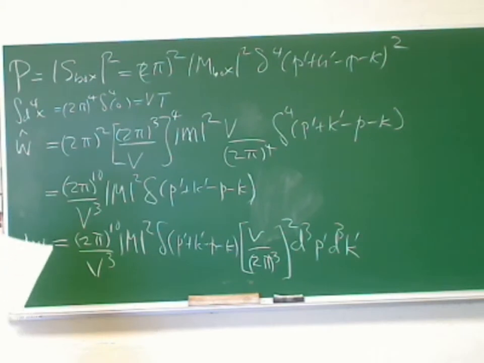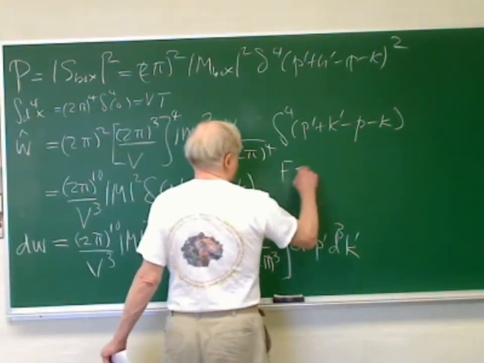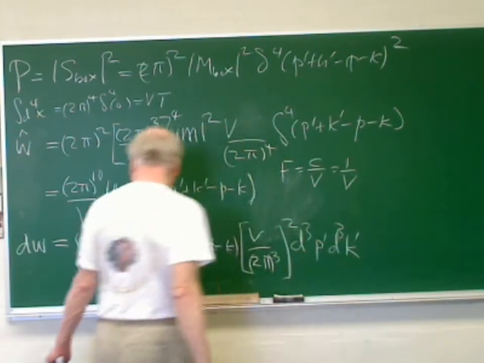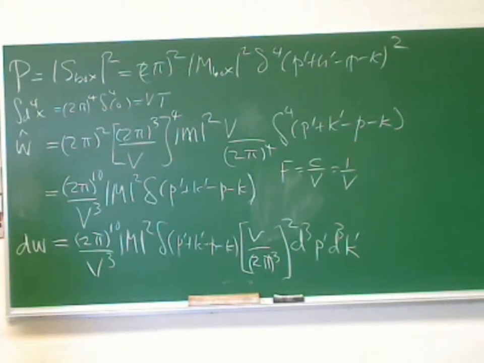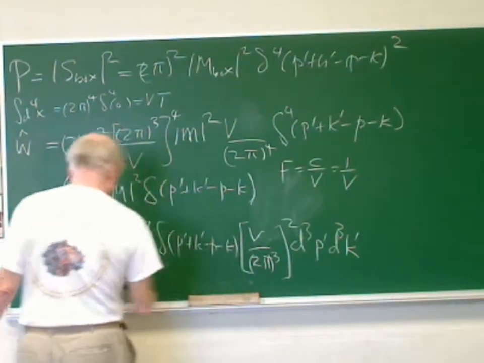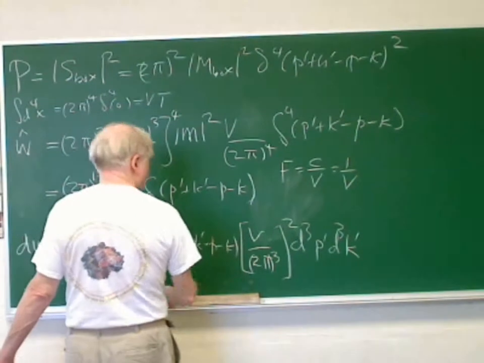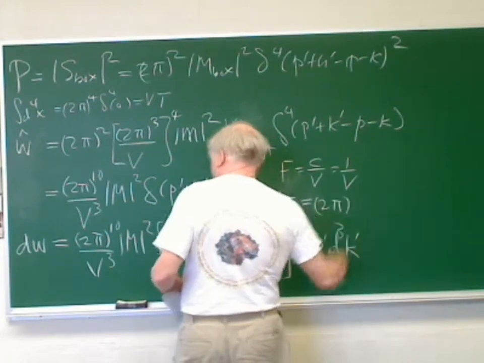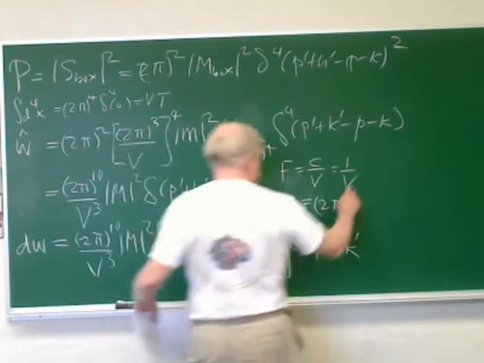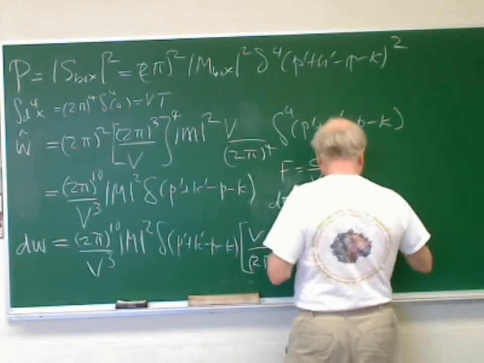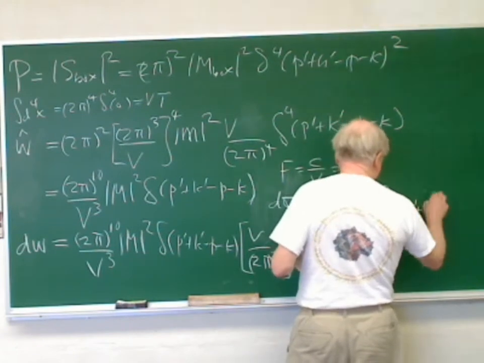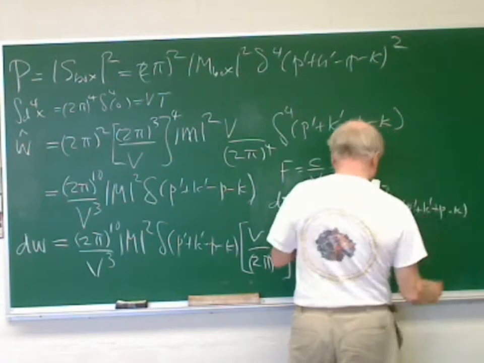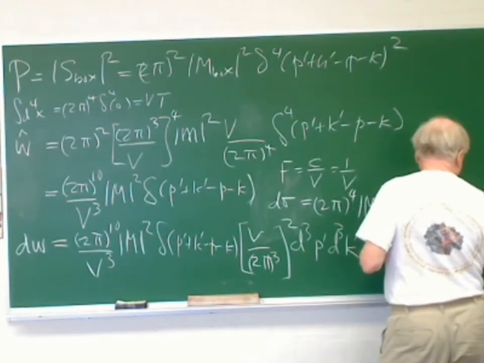All right, to get the cross-section, we divide by the flux, and the flux here is c over V, but we're in natural units, so that's 1 over V. And when we divide by 1 over V, the V's go away altogether, because this is V squared over V cubed, so that's 1 over V. So d sigma then is, looking at the 2 pi's, we've got 2 pi to the 6 here, so this is 2 pi to the 4, M squared, delta of p prime plus k prime minus p minus k, d cubed p prime, d cubed k prime.